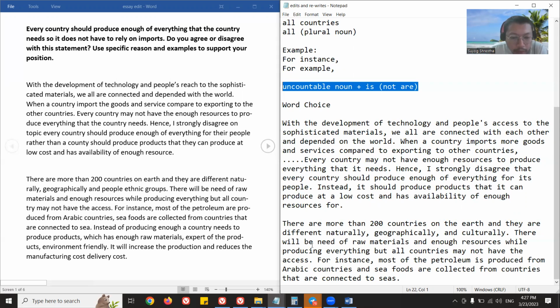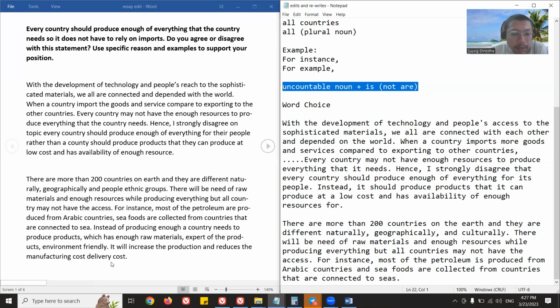Now, instead of producing enough, a country needs to produce products. Instead of producing enough, a country needs to produce products which has enough raw materials. Export of the products environment friendly. Okay, so this is a completely wrong kind of sentence grammatically. It needs a total rewriting.